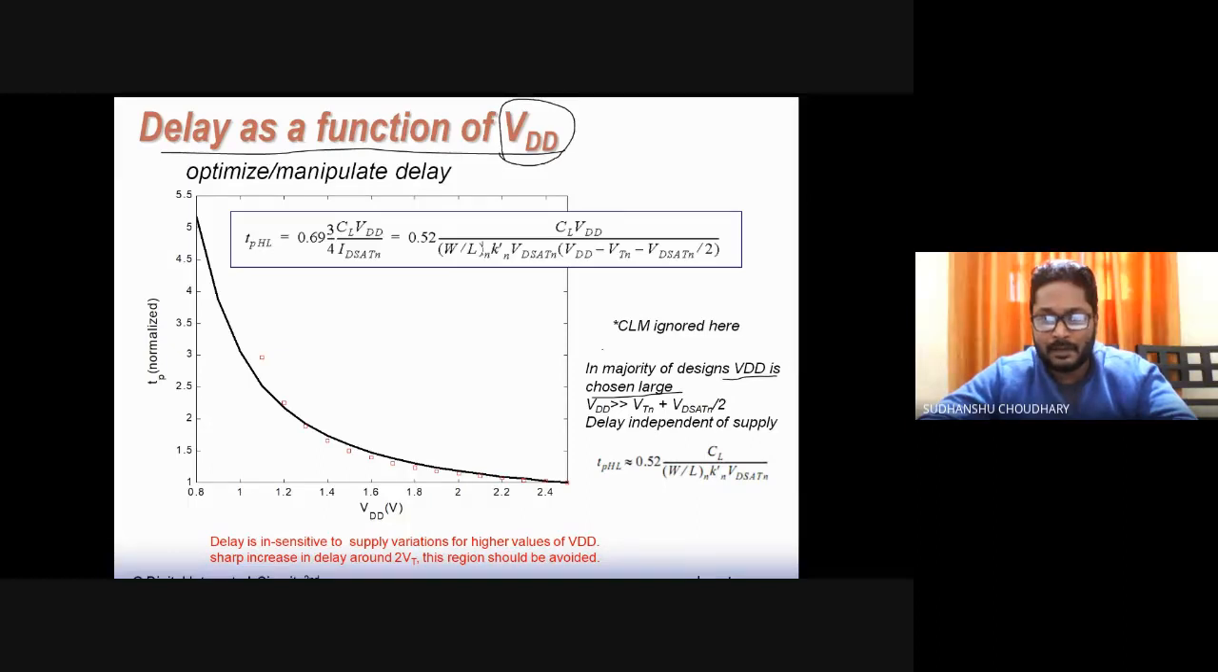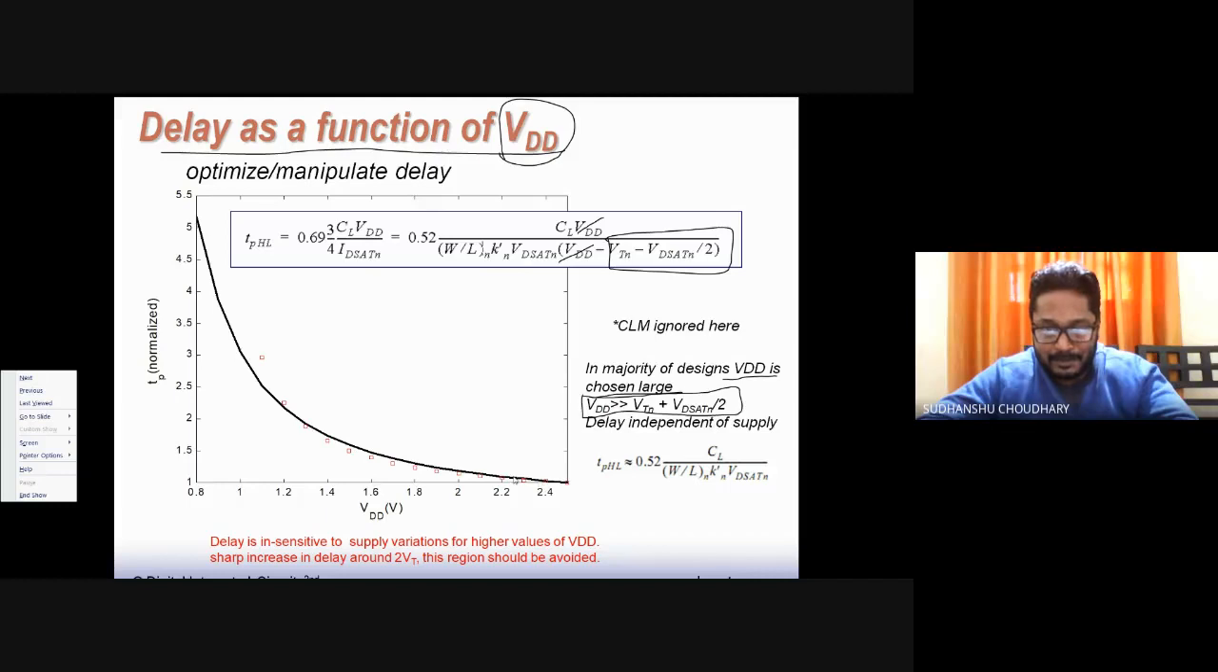How large? VDD is kept very much greater than VTN plus VDSAT_n by 2. This term is appearing over here. So if you keep VDD very much larger than this term, the delay equation, that is TPHL, will have no role of VDD now. That can be seen over here, maybe somewhere around 2.2 to 2.4 volts, where increasing VDD has no more effect of reducing delay. So delay is now becoming insensitive to changes in VDD.